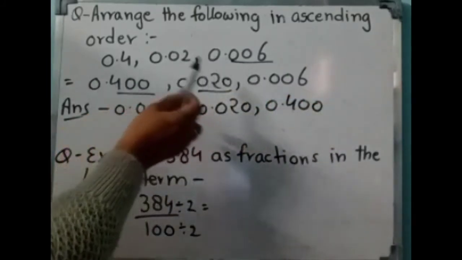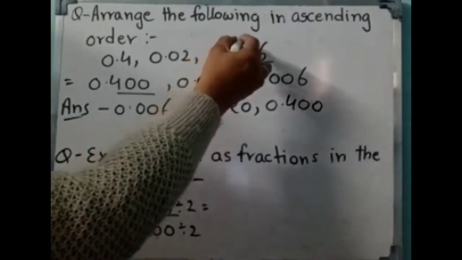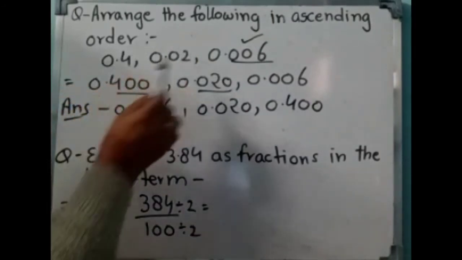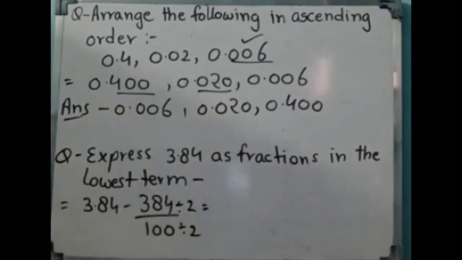First you make them like fractions, like decimals with the same number of digits; you have to convert like that. Maximum we have 3 digits after decimal. So here we have 1 digit, here we have 2 digits. So make each one have 3 digits after decimal.